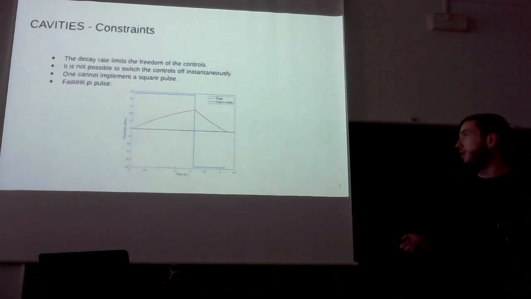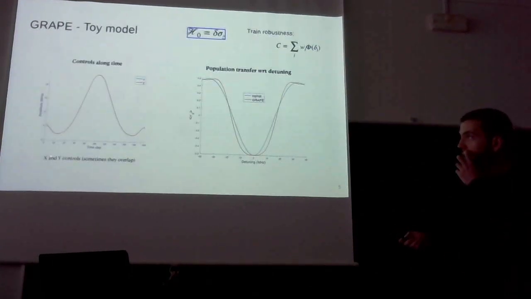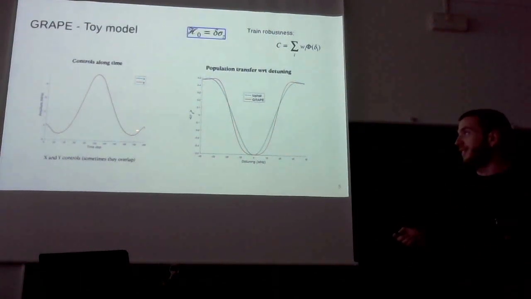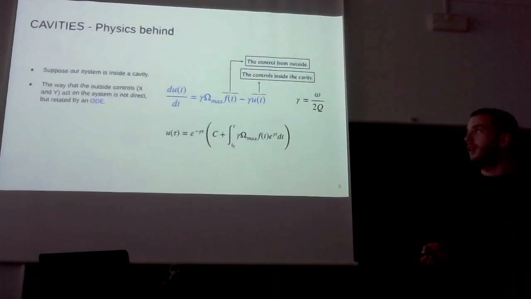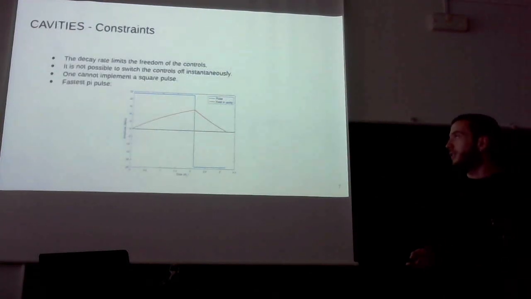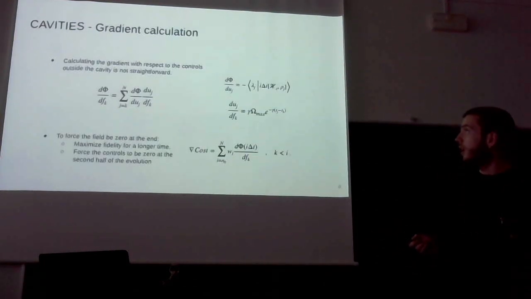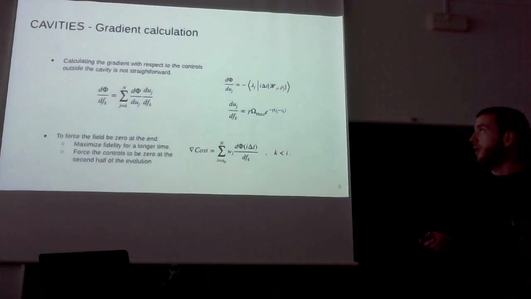So here, comparing the red one, how smooth it has to be, and comparing here how it's not that smooth, we can see that the constraints that the cavity decay rate adds to our optimization are quite big. Now what we want to do is to see if GRAPE is able to find some pulse that performs better than the previous one.